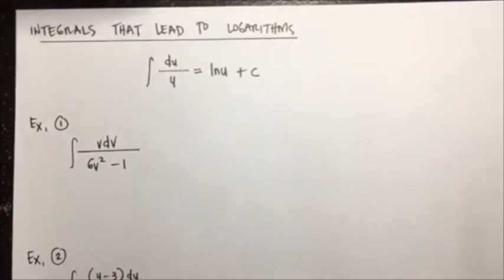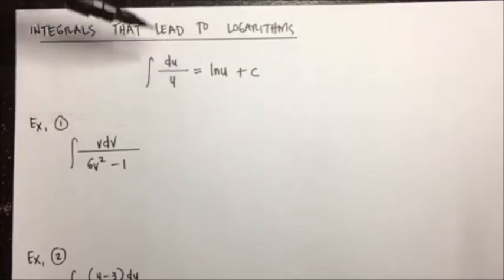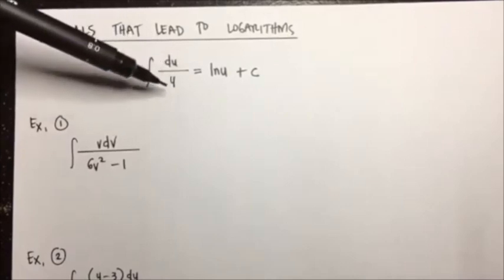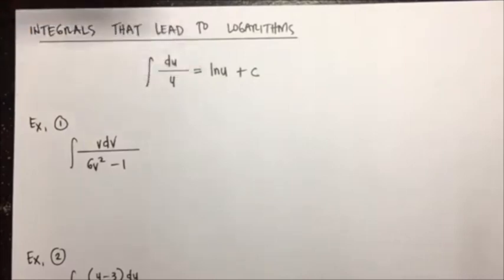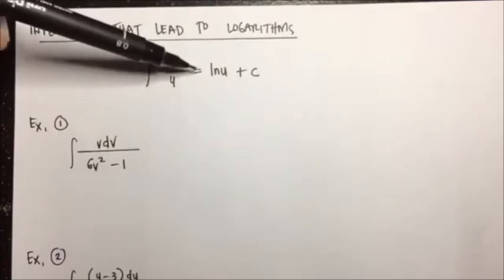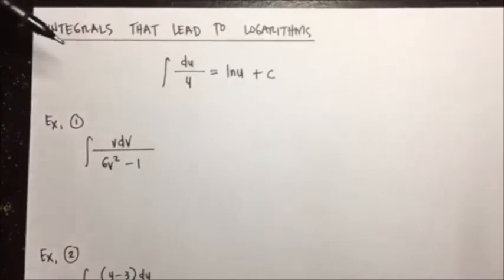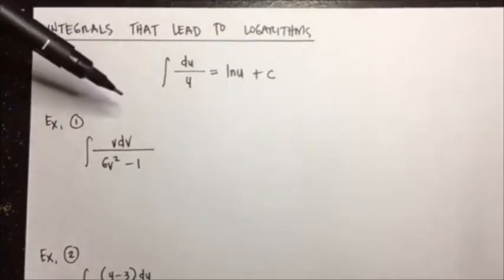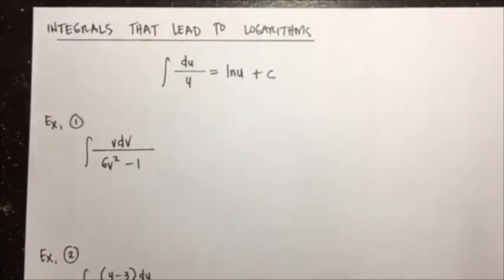integrals that lead to logarithm are those fractional integrands for which the numerator is the complete differential of the denominator. Okay, so if we have those integrands, then our integral is equal to ln of u plus c. So this is the special case of the general power formula where n is equal to -1.